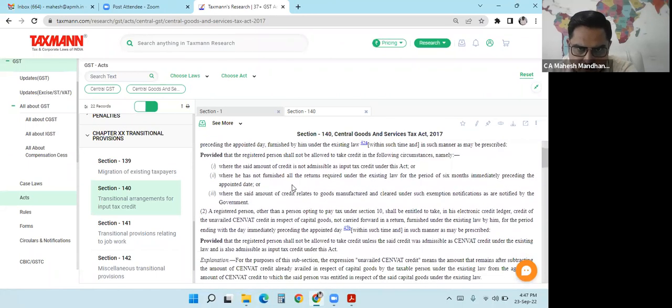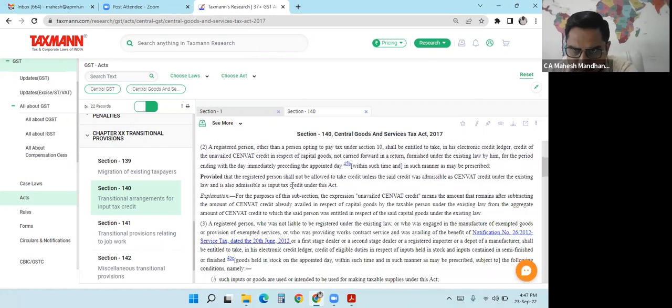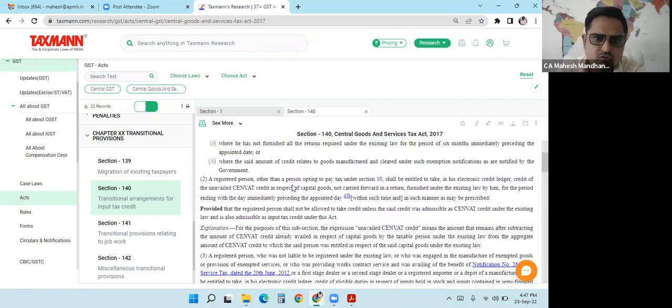I will just narrate the main conditions. Number one. Number two, as far as that credit is concerned, which remained unavailed on the capital goods, as all of us know, self-made credit on capital goods was not allowed to be availed in one tranche. It was allowed to be availed in various tranches over a period of more than 1 year.